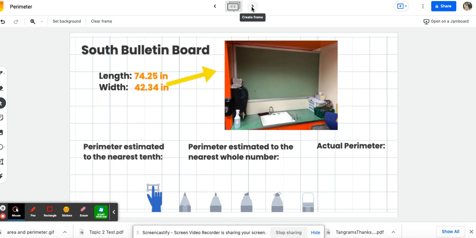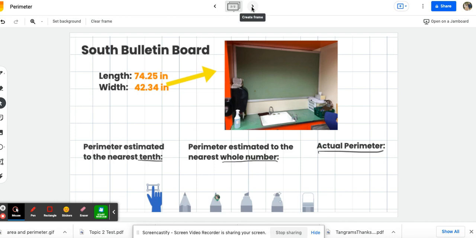So for this one, we want to find perimeter estimated to the nearest tenth, which is this first guy. Then I'm going to find the perimeter estimated to the nearest whole number, and then I'm going to find the actual perimeter. So for the first one, I have the length estimated to the nearest tenth.